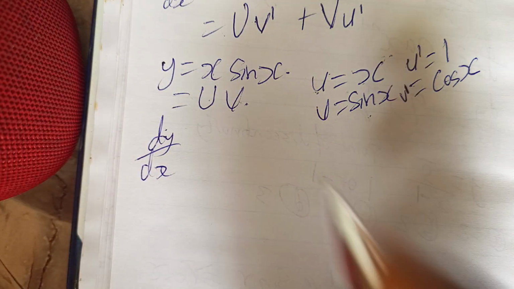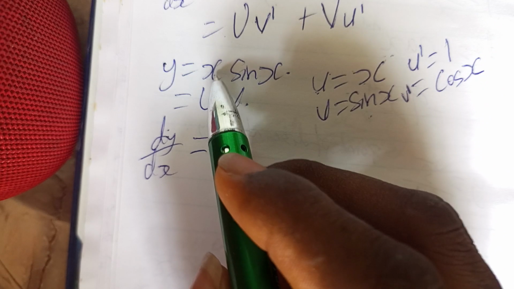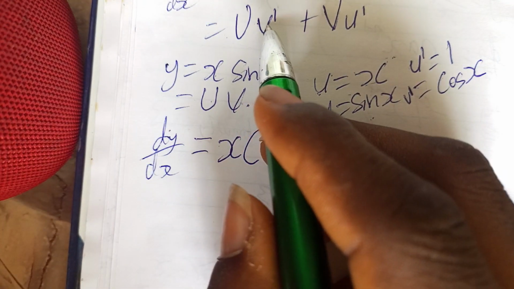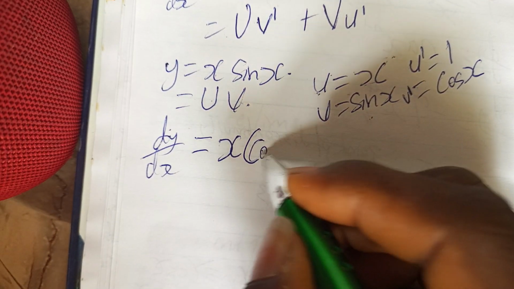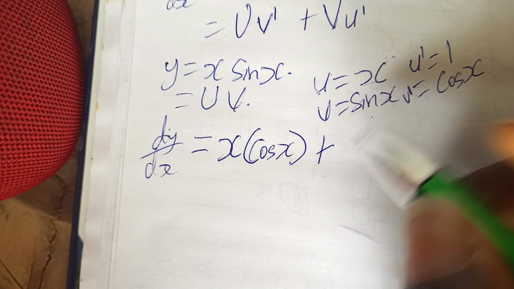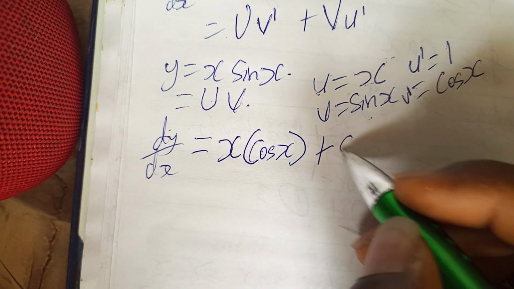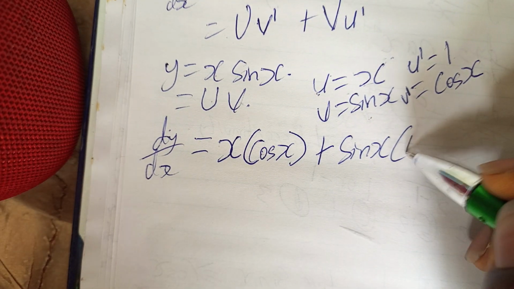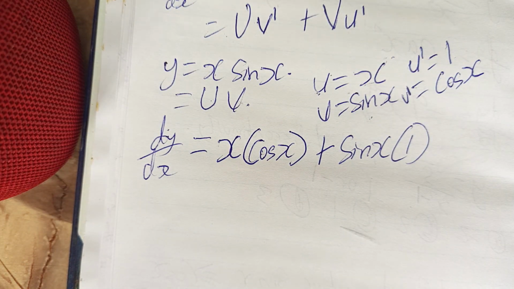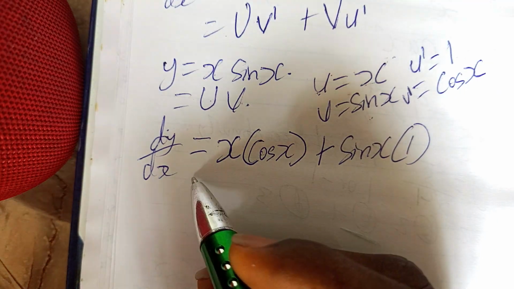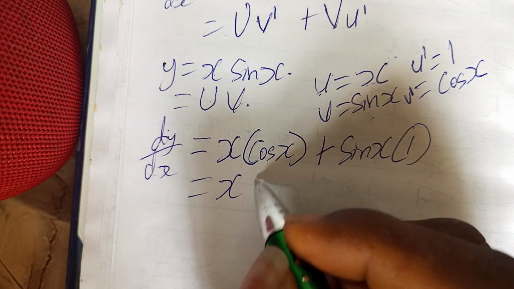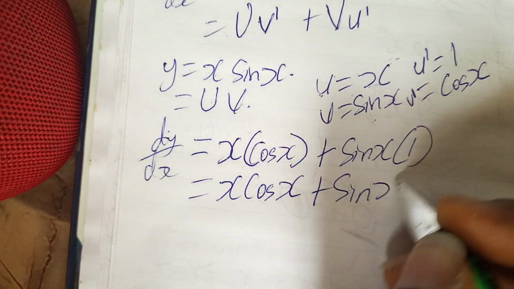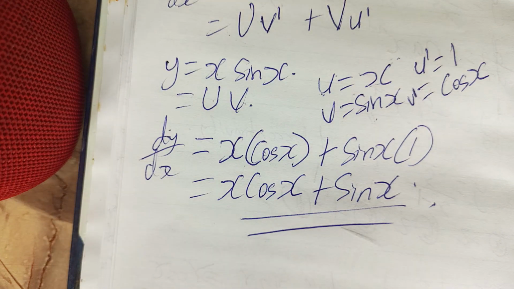So inputting this back into the formula: u is x, so it's going to be x times v prime, which is cos x, then plus v, which is sine x, times u prime, which is 1. If you cannot get them, just substitute. You can see how easy it is. So this is simply x cos x plus sine x times 1, which is sine x. So this is the answer to this question.